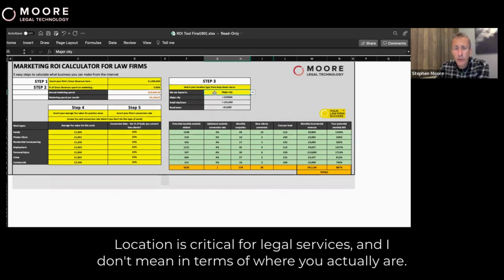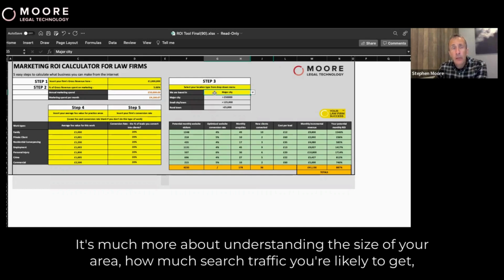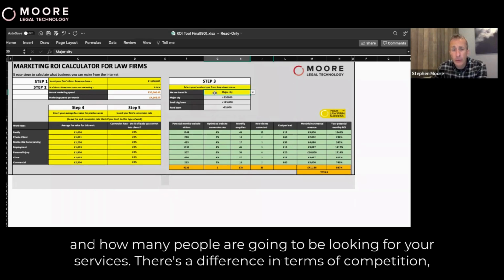Location is critical for legal services, and I don't mean in terms of where you actually are. It's much more about understanding the size of your area, how much search traffic you're likely to get, how many people are going to be looking for your services.